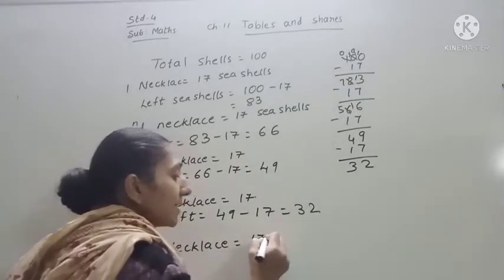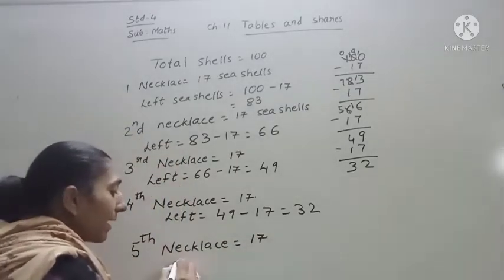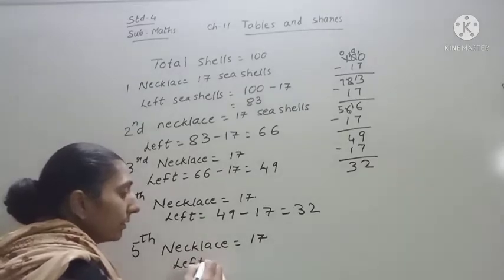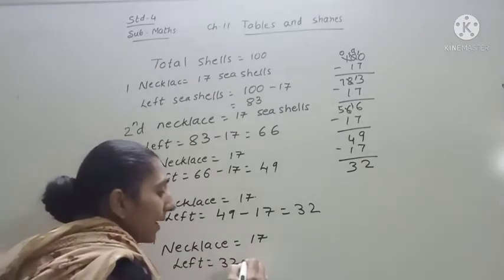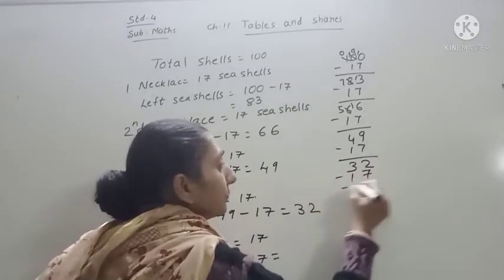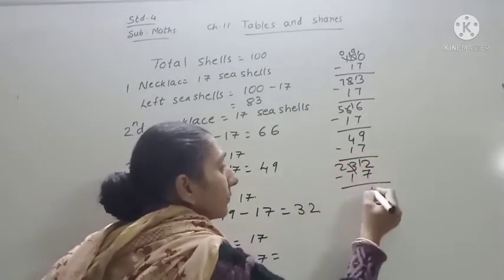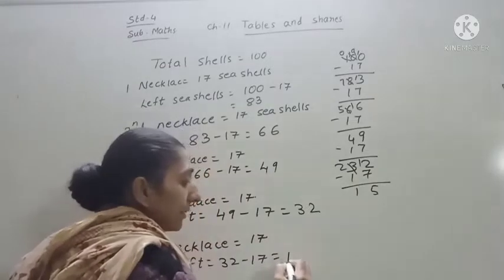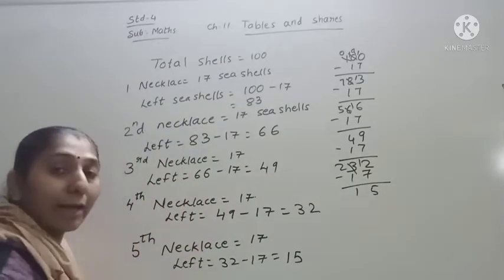Again 17 shells are required. Now how many are left? 32 minus 17 is equal to 15. Now 15 are left.